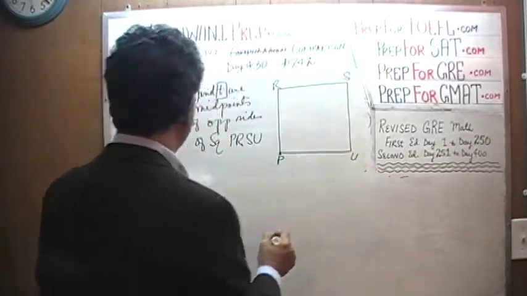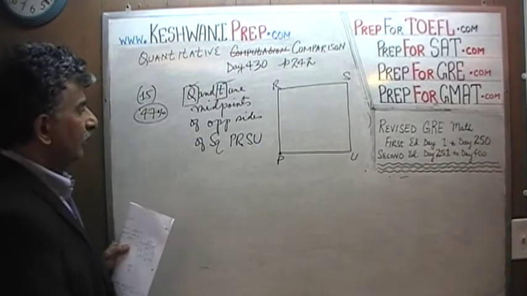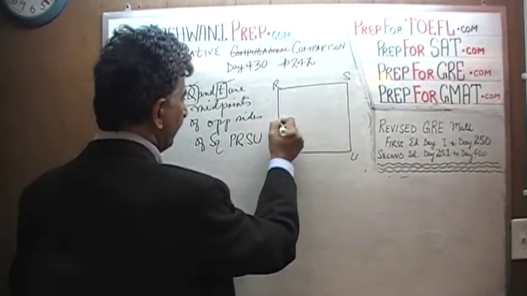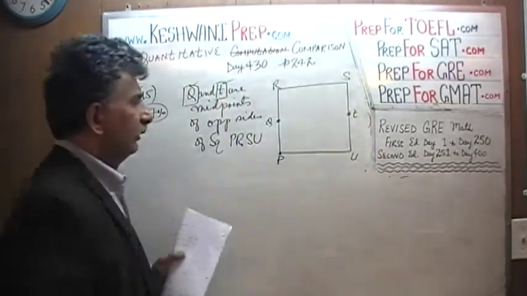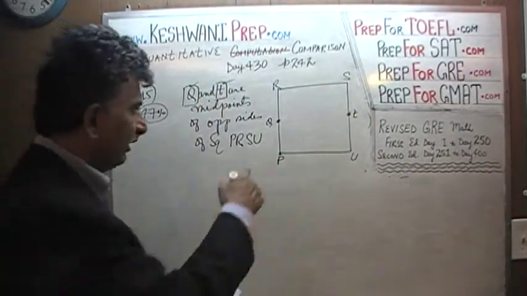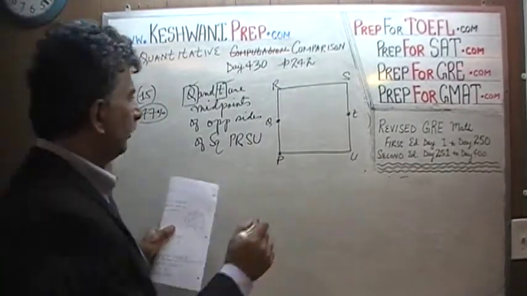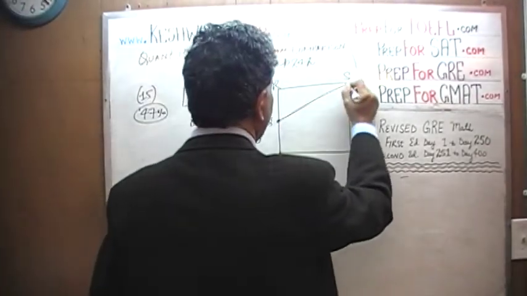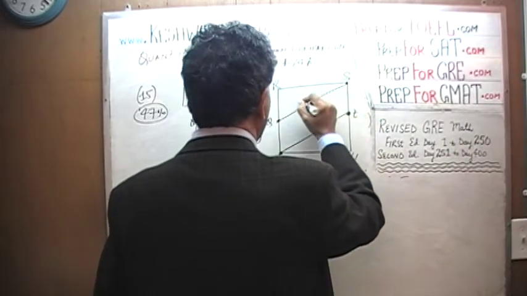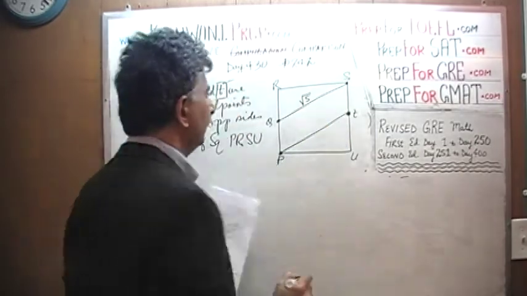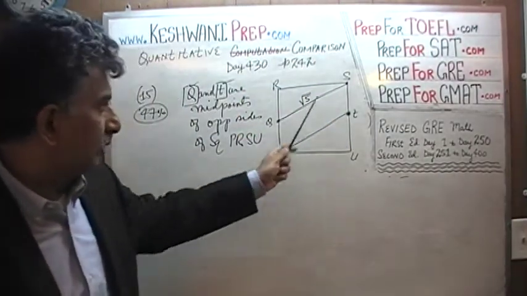And here's our square PRSU. And Q and T are the midpoints of the opposite sides of the square, and they show it here in the picture. There is your Q and here's our T. So those are the midpoints, which means this distance is the same as that distance, and so on and so forth. And then they go on to give us two more lines here. They tell us that Q to S is root 5.